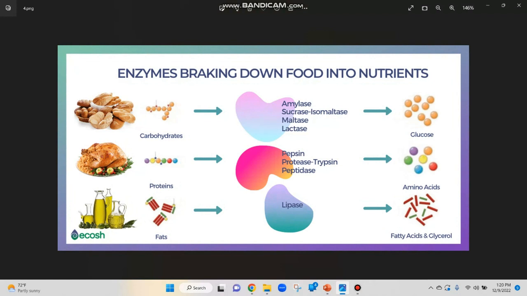Over here, the second one, if you see, it's the pepsin, then protease, trypsin, then peptidase. Protease is another enzyme inside the stomach which breaks down protein into amino acids.